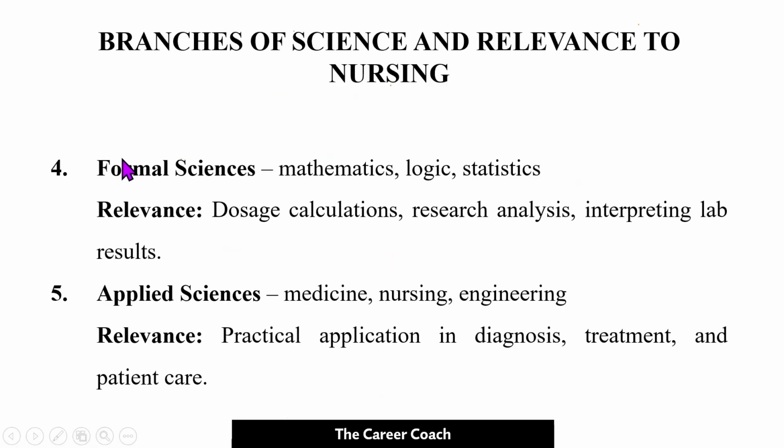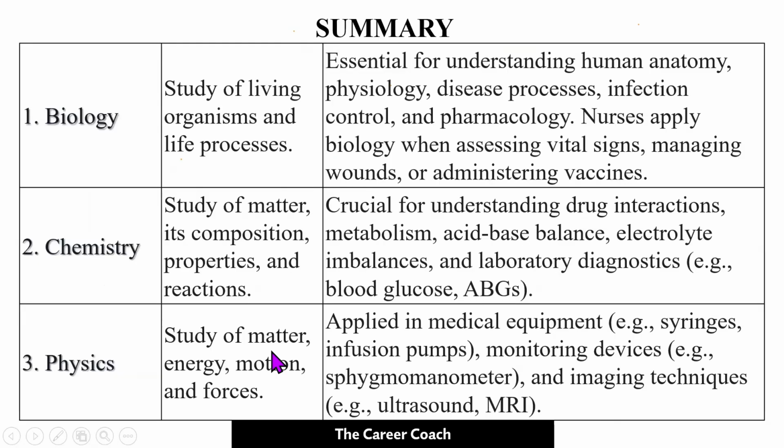In continuation, we'll look at formal sciences. Formal sciences cover mathematics, logic, and statistics. How is it relevant to nurses? Dosage calculation, research analysis, interpretation of lab results. Number 5 is applied sciences. Applied sciences cover medicine, nursing, and engineering. How is it relevant to nurses? It gives us practical application in diagnostics, treatment, and patient care.